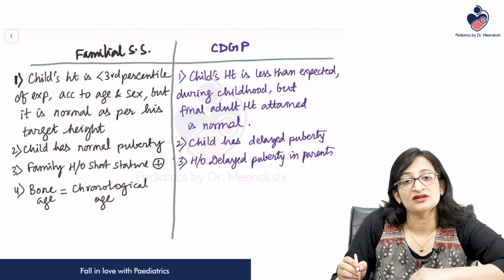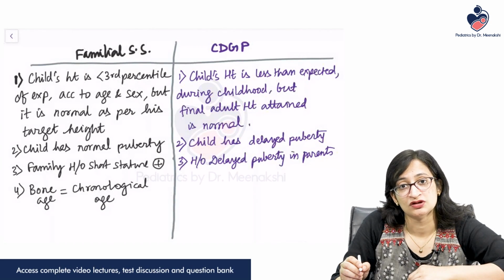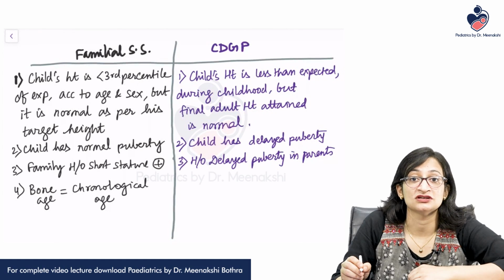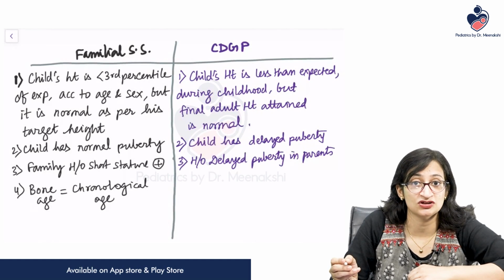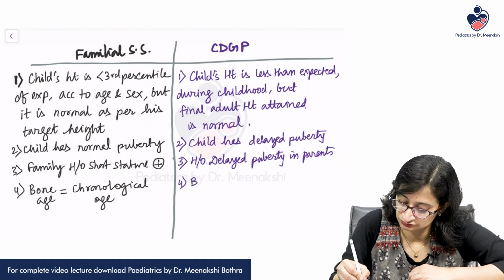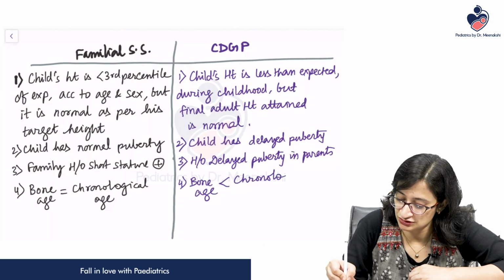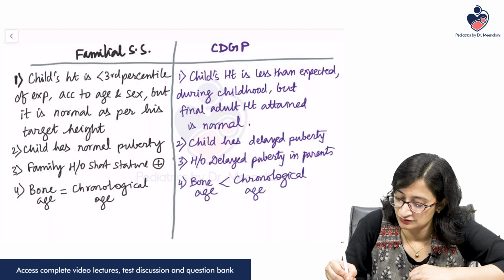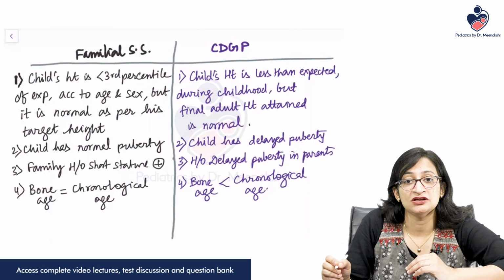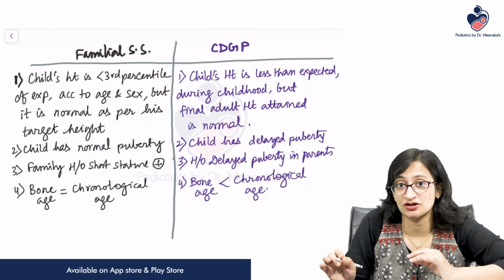While in CDGP, there is a constitutional delay in growth and puberty. So there is a delay in the ossification of bones also. In CDGP, if you do the X-ray, you will see that the bone age is less than the chronological age. So bone age is less than the age based on the date of birth. Right. So this is how, from a given case scenario, you can distinguish whether it is familial short stature or CDGP. Both are normal variants, but they are different from each other.